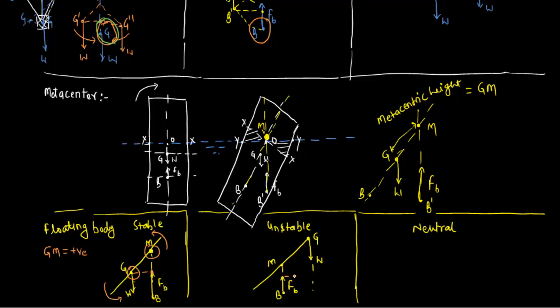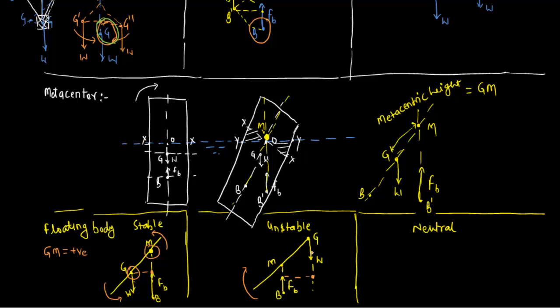Now this buoyant force is acting in the upward direction, and into this distance about this point, it is creating a clockwise moment. The buoyant force is acting upward, so this buoyant force into this distance is creating a clockwise moment about this point. So actually the buoyant force is trying to disturb this body more and more.